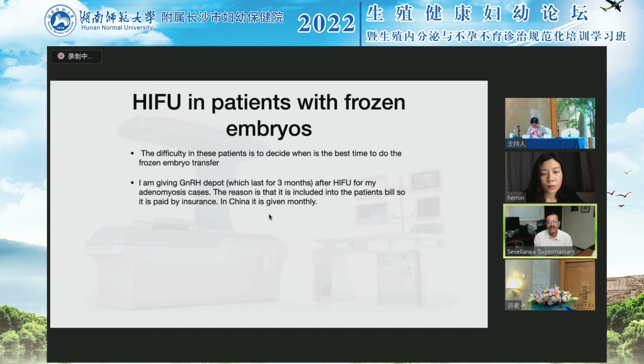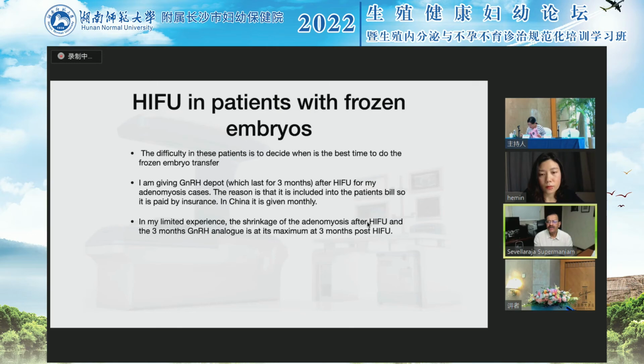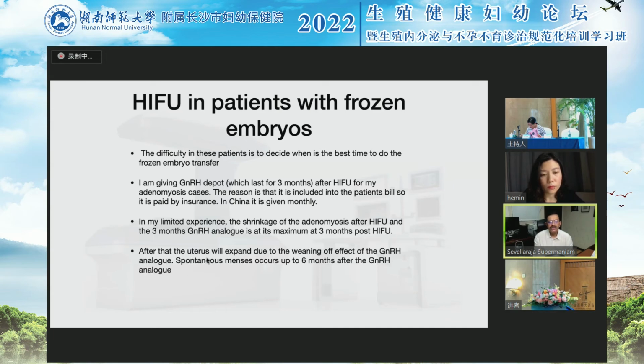I know in China, I was told by my teacher, Dr. Huang, that it is given monthly. In my limited experience, the shrinkage of adenomyosis after HIFU and 3 months of GnRH analog is at its maximum at around 3 months post-HIFU. After that, the uterus will expand due to the weaning off effect of the GnRH analog. Spontaneous menses usually occurs maybe 4 to 6 months after the GnRH analog.